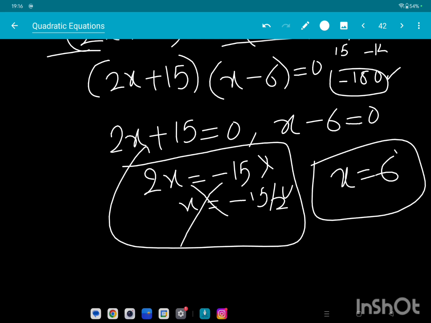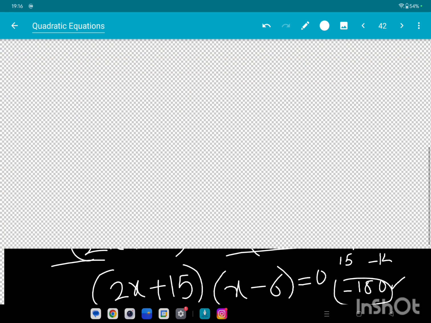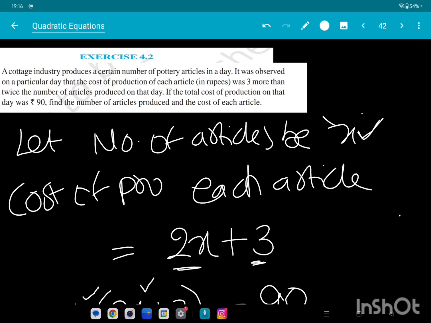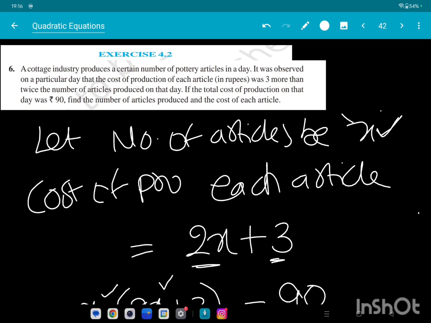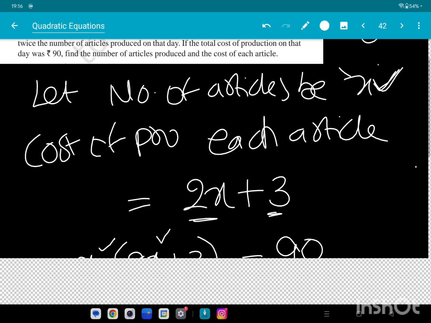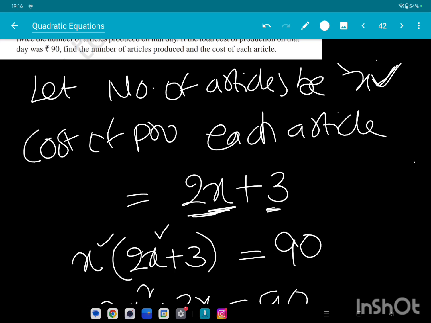So the number of articles is 6. Now we need to find the cost for one article. Here we needed to find the number of articles. So we found the number of articles is 6 and we need to find the cost of each article. So we need to substitute the x value here only.